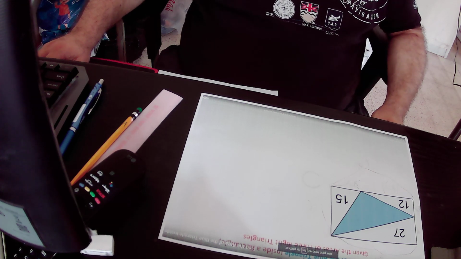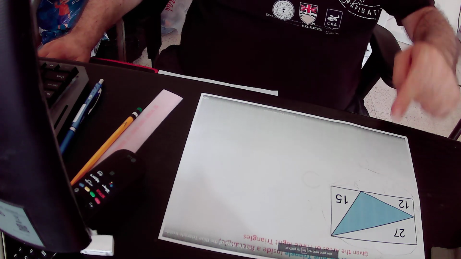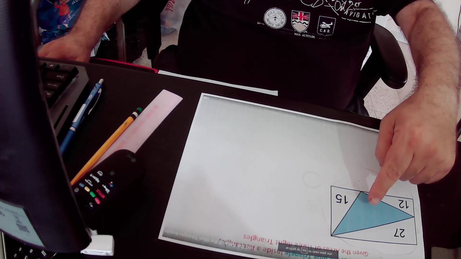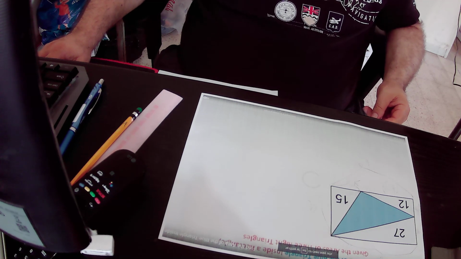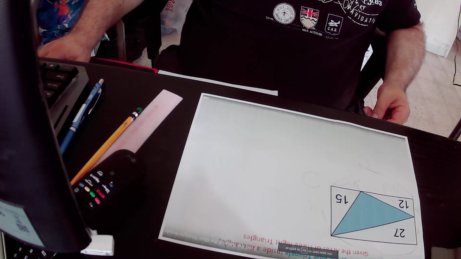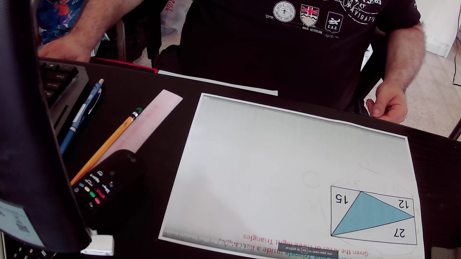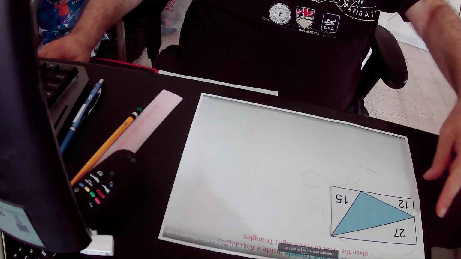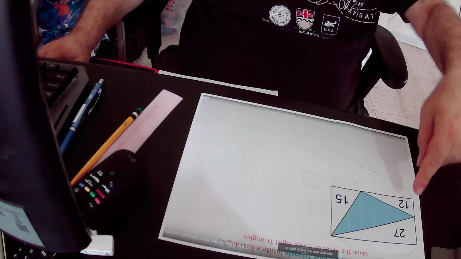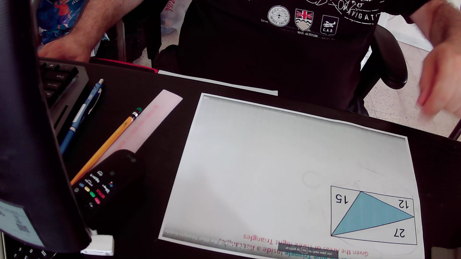Hello, in this lecture we will find the area of the blue triangle. As you can see in the picture, we have three right triangles. Their areas are given to us, and actually we have a rectangle that contains the three right triangles and also the blue triangle.